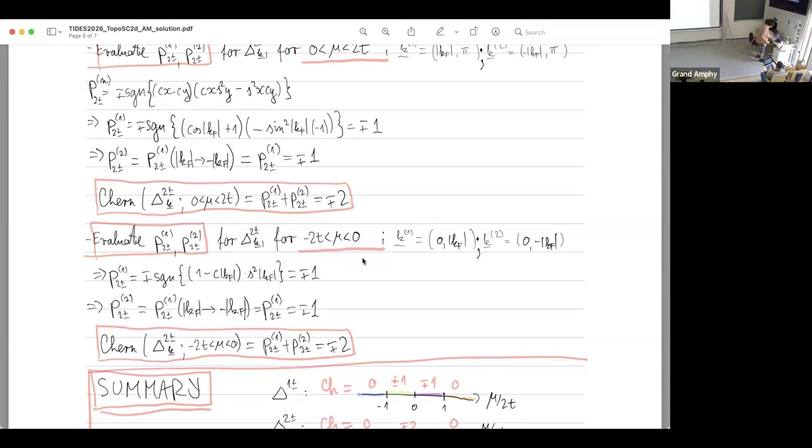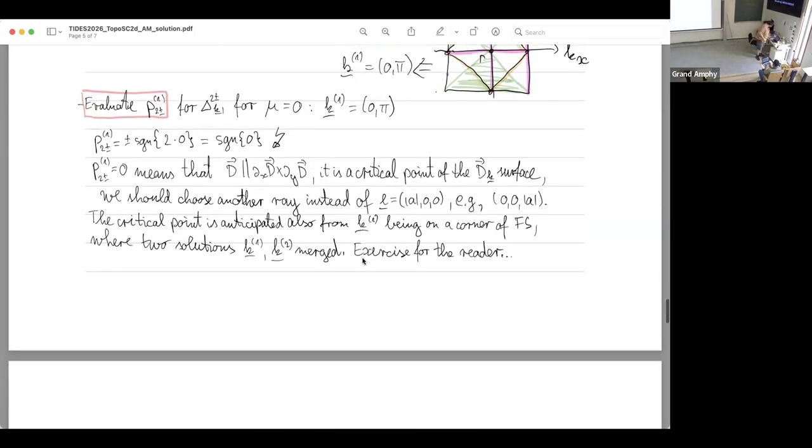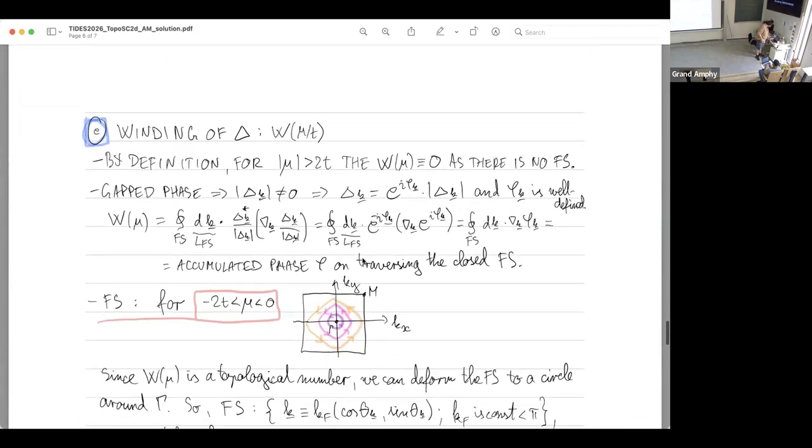Okay, and then the summary, this is your final result, is this, the Chern number being 0, plus minus 1, or minus plus 1, 0, 0, minus plus 2. The plus minus sign here is the plus minus sign here. Okay, and then you're almost done. This other thing is not so important.